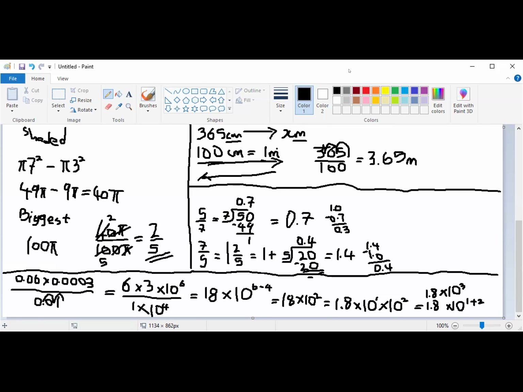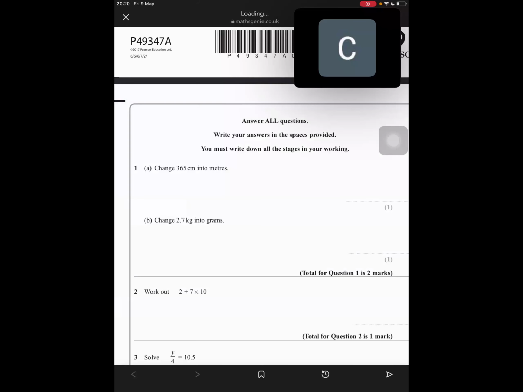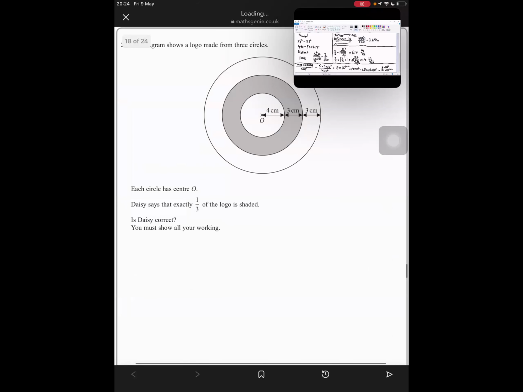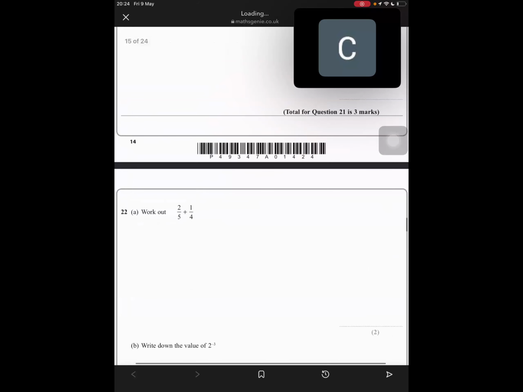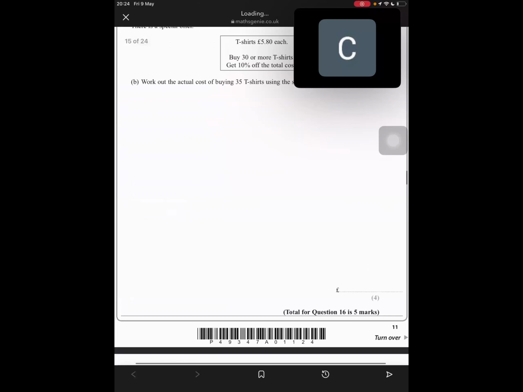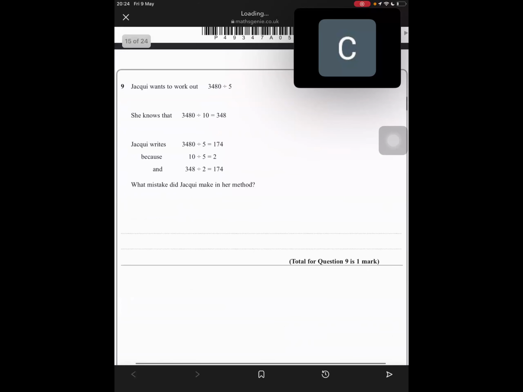Okay, so now can you do the next one for me? Let's see if you can. I'm going to stop sharing now. The next one is another conversion question. Let's see what it says. It talks about grams to kilograms.